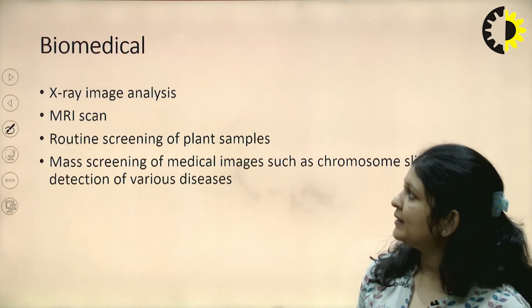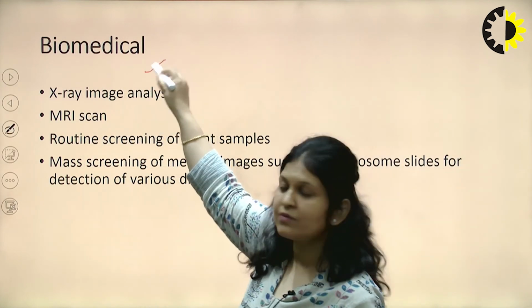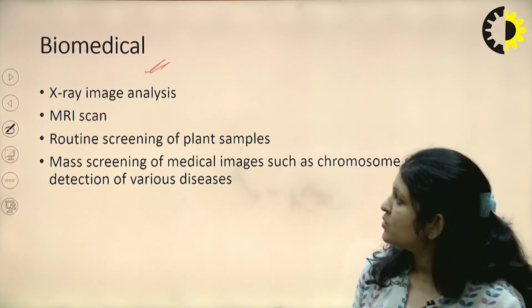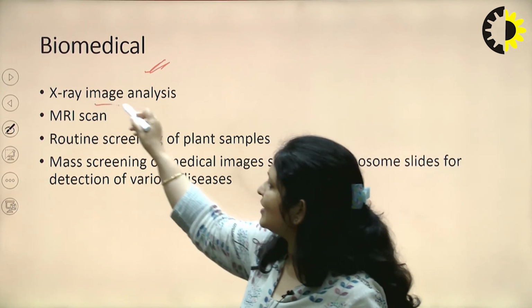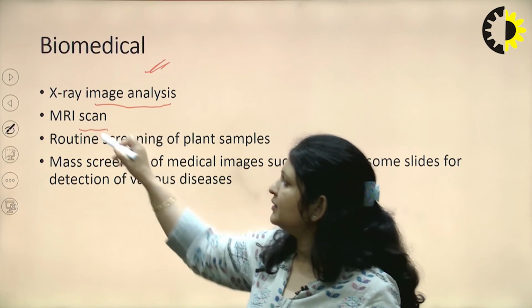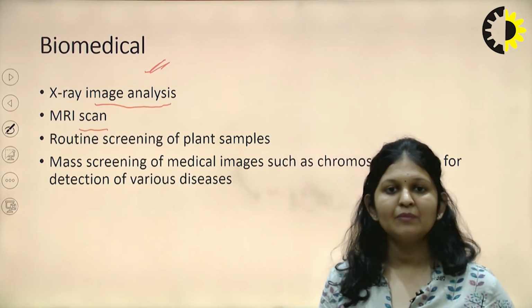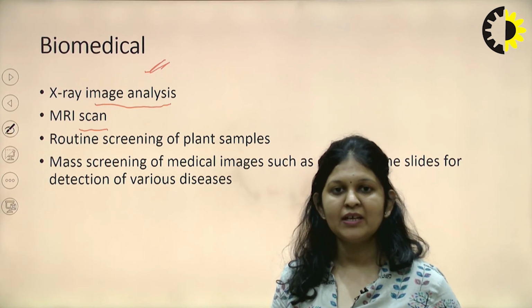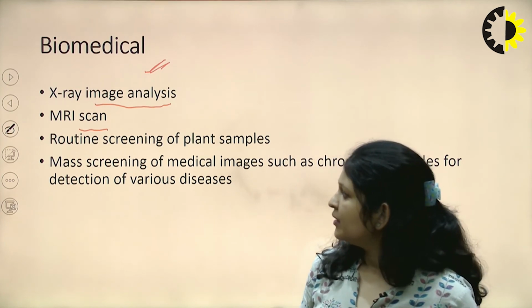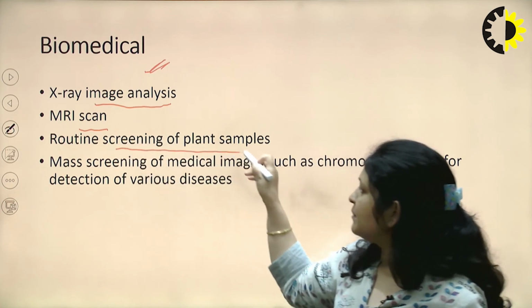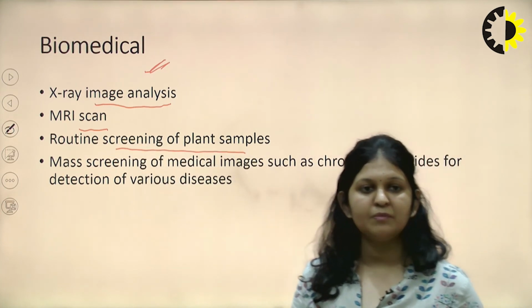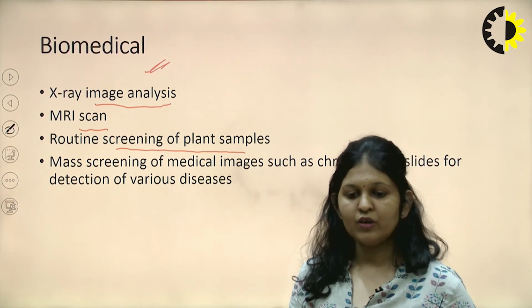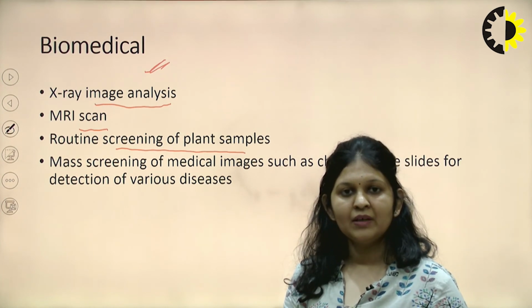Then biomedical, this is one of the most prominent areas where people are using image processing, that is X-ray image analysis, MRI scans. MRI images of the brain can be used for detecting early stages; we can detect brain hemorrhage or brain tumors. Then routine screening of plant samples: various plant diseases can be routinely checked using images, that is what are the stages of their disease.